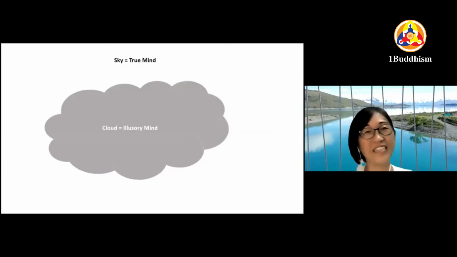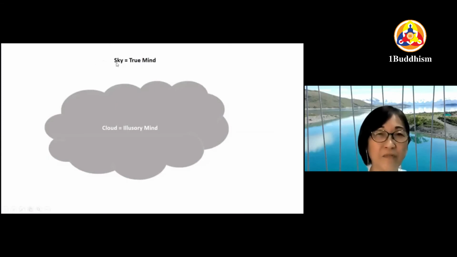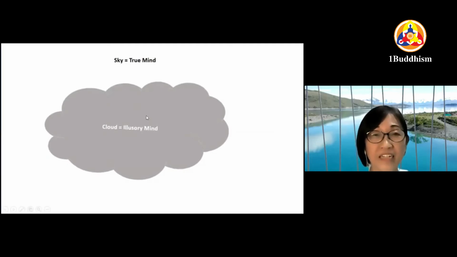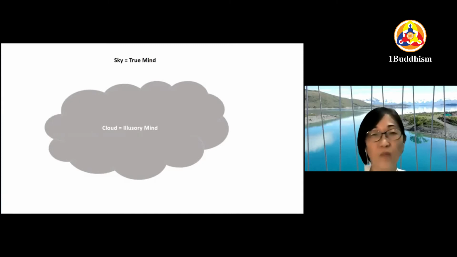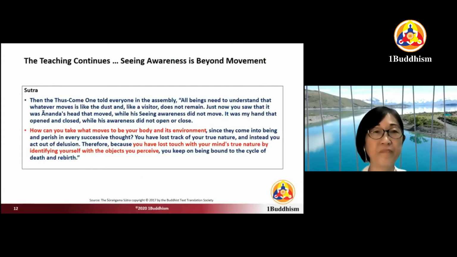So the sky that you saw just now, or the sky that we look up to in the morning or in the daytime, actually represents the true mind. It is beyond movement. But the cloud or the illusory mind is the one that moves.